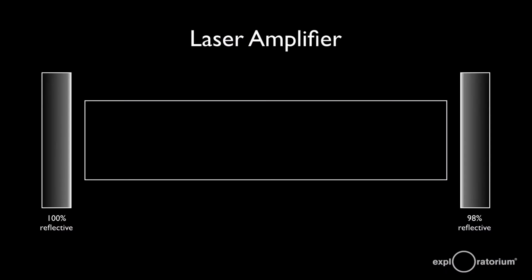Now those mirrors, by the way, I said are very special. A 100% reflective mirror and a 98% reflective mirror are very difficult to make. Your bathroom mirror at home only reflects about 85% of the light that hits it. To make mirrors like this is high tech. And that's one of the reasons that lasers weren't invented a long, long time ago. This technology didn't exist until the late 50s, early 60s.